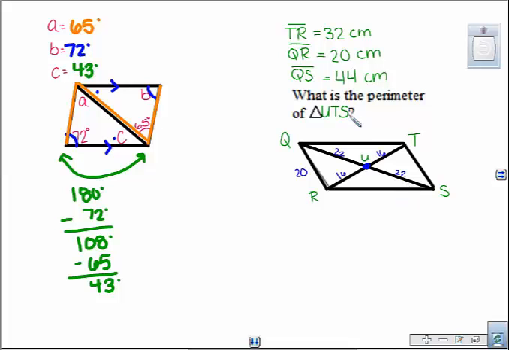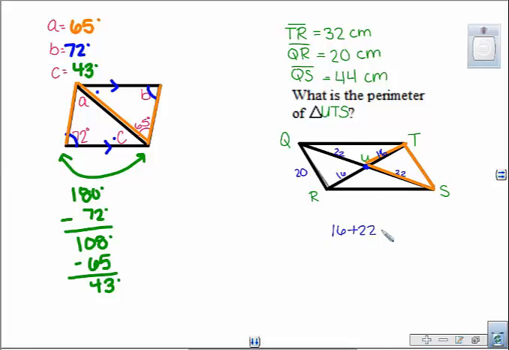They're asking for the perimeter of UTS. I'll outline UTS so that you can see UTS, triangle. So what is the perimeter of this triangle? Perimeter means the distance around. So we have 16 and 22, but we need the third side.